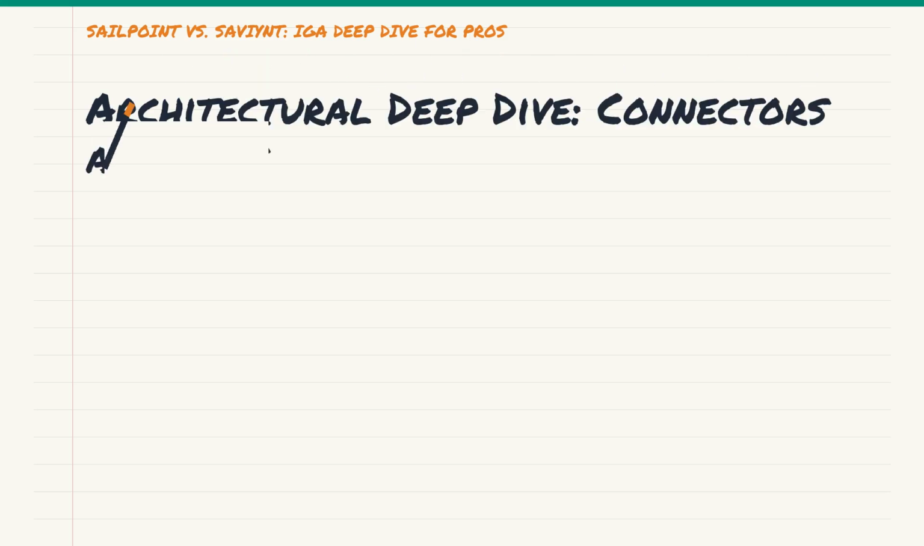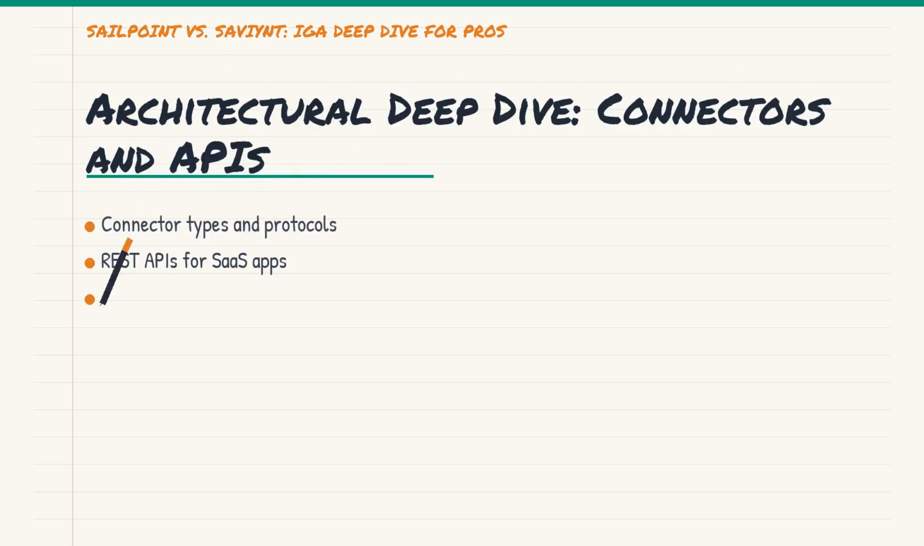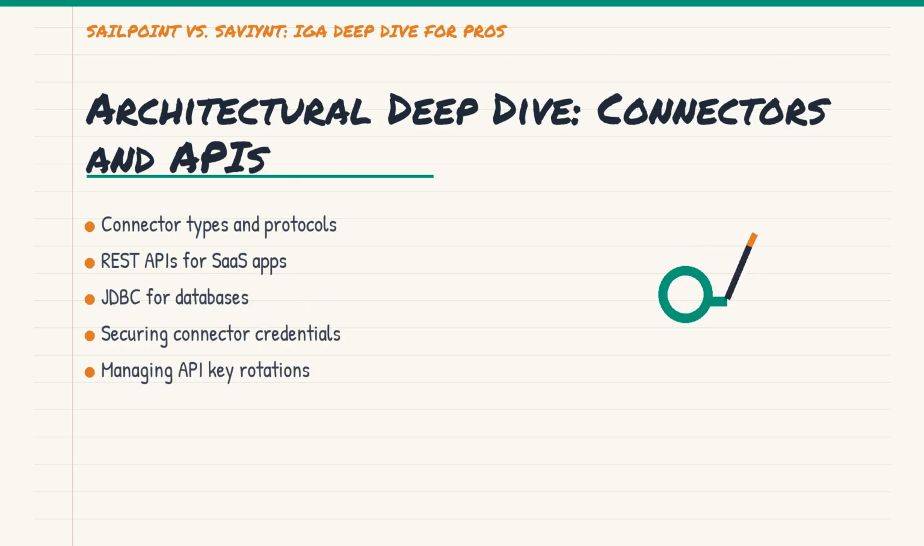Let's look under the hood a bit more at the architecture. Connectors are the lifeline. Whether it's a REST API connector for a modern SaaS app, a JDBC connector for a database, or a custom connector for an old mainframe, the quality and robustness of these connectors are paramount. SailPoint and Saviynt both have extensive libraries, but the complexity of integration varies. Think about how these connectors authenticate: service accounts, API keys, OAuth. Securing these credentials and managing their rotation is a significant architectural challenge and a potential attack surface.